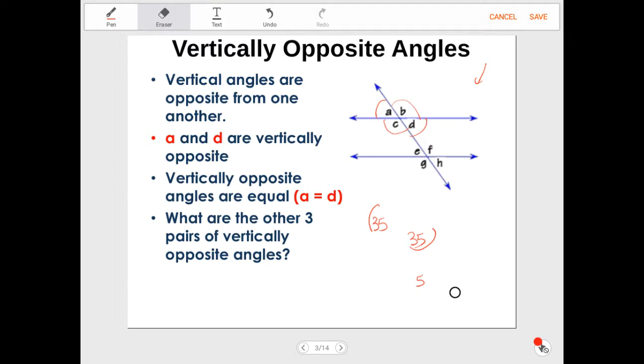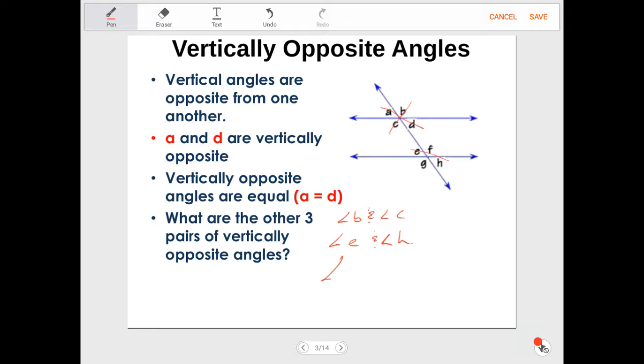I guess it's on this page right here, we probably should do this. It says, A and D, they are vertically opposite. I get that. What are the other 3 pairs of vertically opposite angles? Well, angle B and angle C would be another pair. So that's the one they gave us. The other one would be angle E and angle H.